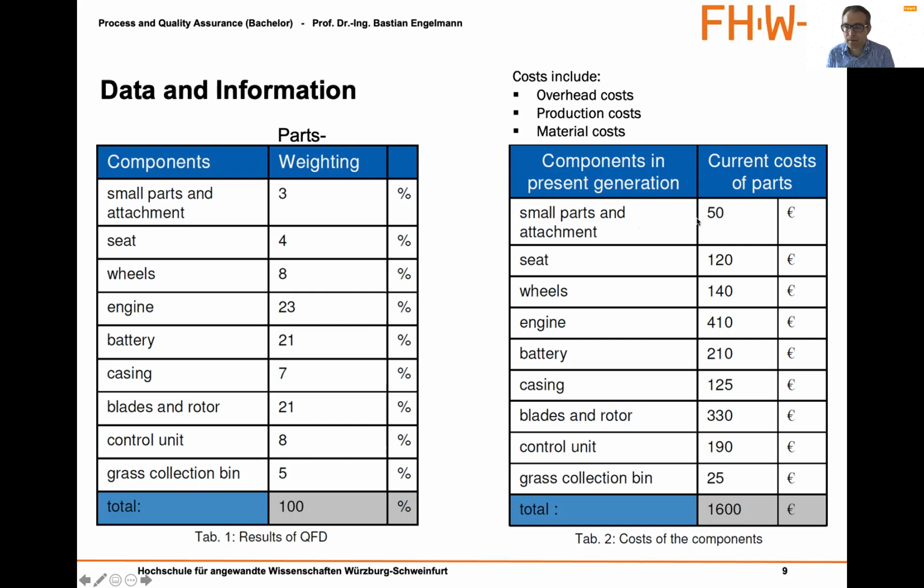So the spare parts here are 50 euro, grass collection bin 25. And in total, we have 1,600 euro cost for the parts, the current costs of the parts, already including overhead, production, and material costs. Okay, so a little bit of information.